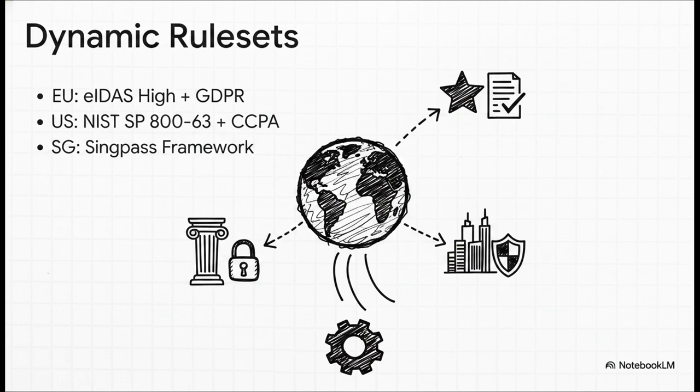For example, if your user happens to be in the EU, boom, the engine instantly triggers eIDAS High and GDPR requirements. If they're in the US, it maps right over to NIST SP 863 and CCPA. Over in Singapore, it seamlessly aligns with the Singpass Framework. So what you get is absolutely airtight legal compliance on the back end, while your users get a totally frictionless, highly localized onboarding experience tailored perfectly to their local laws. It really is the best of both worlds.